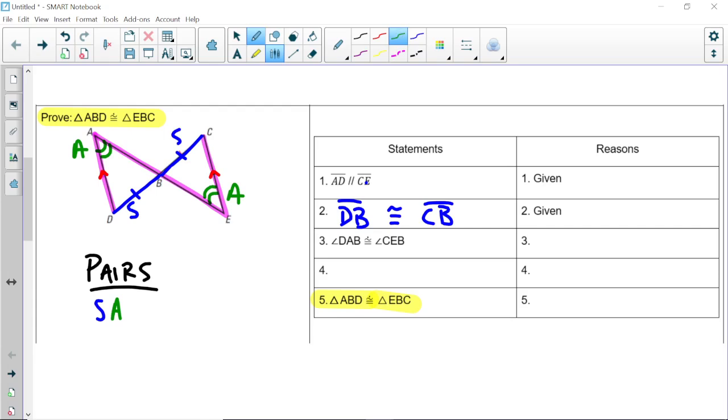Parallel lines, you have to look out for those special reasons. These are alternate interior angles, when the segments are parallel, being cut by that transversal AE. So that's our reason for number 3, alternate interior angles.